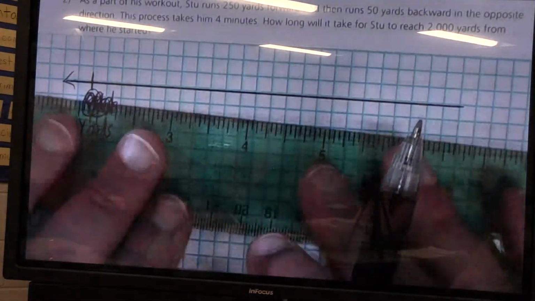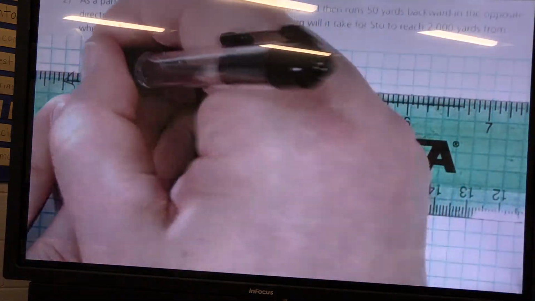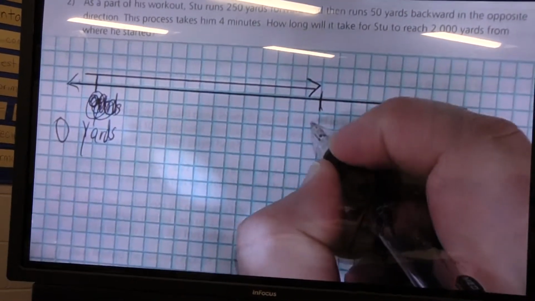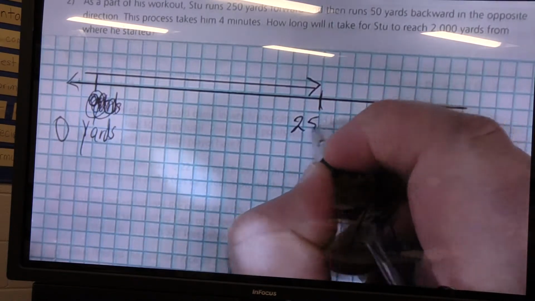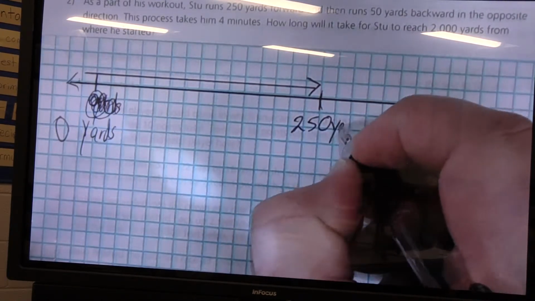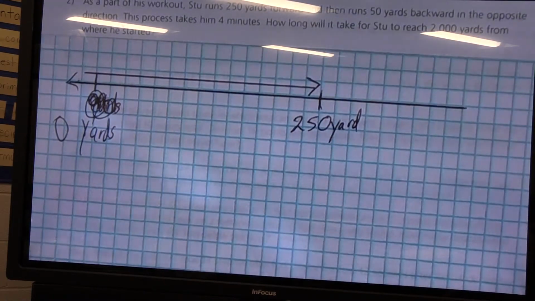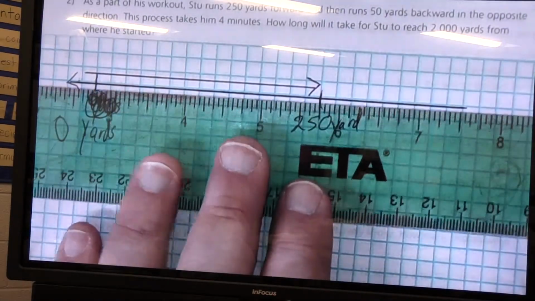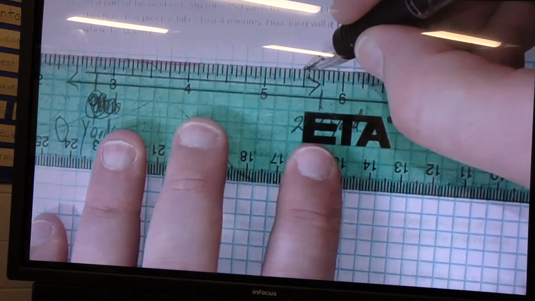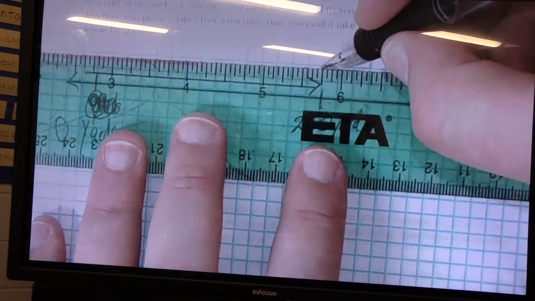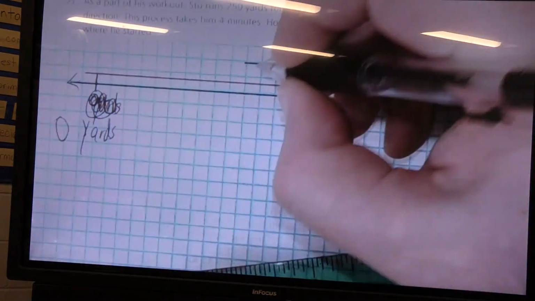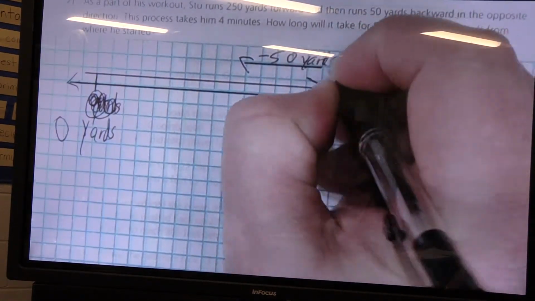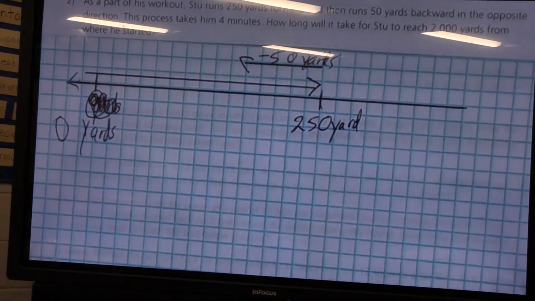Now I'm going to have him going forward until he gets to this point here, which is 250 yards forward. So he went forward 250 yards, and then after he hits 250 yards, he runs back 50 yards. This is not drawn to scale, this model is just to help me figure out my problem. So I'm going to go this far, and we'll say at this point here, he has gone back negative 50 yards. And I put negative because he went back 50.